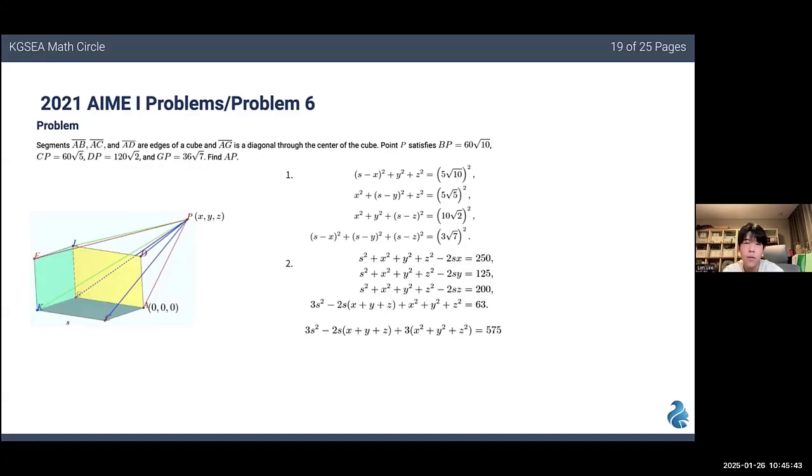These equations simplify into these 4, and adding the first 3 equations together, we get 3s squared minus 2s, etc. is equal to 575. Subtracting that from the 4th equation, we get 2 times x squared plus y squared plus z squared is equal to 512. And since x squared plus y squared plus z squared is equal to 256, we can find AP by scaling back the factors by 12.